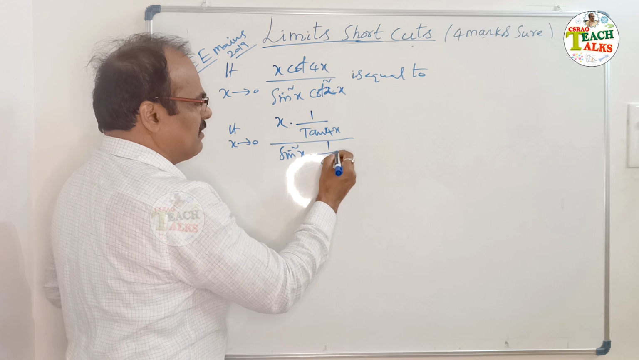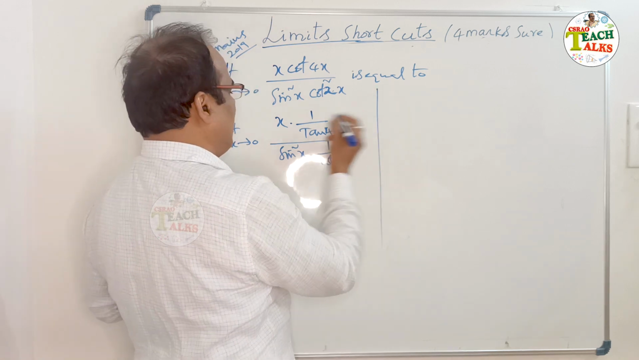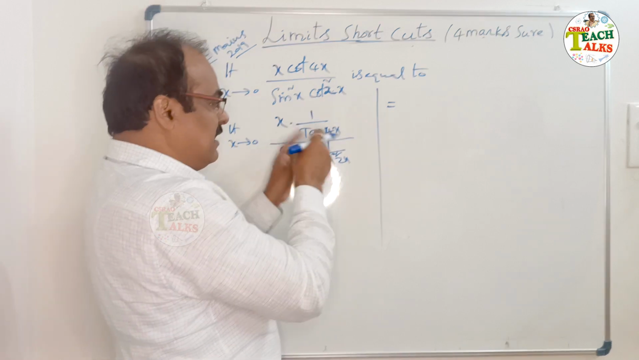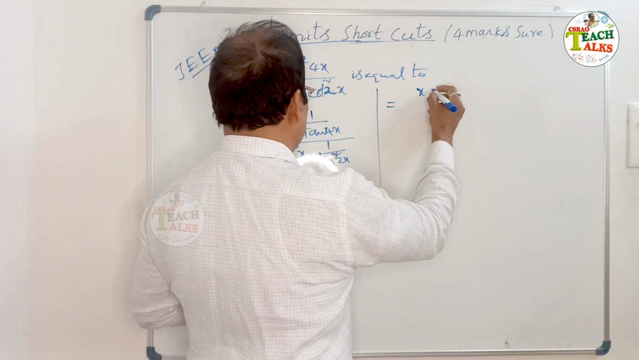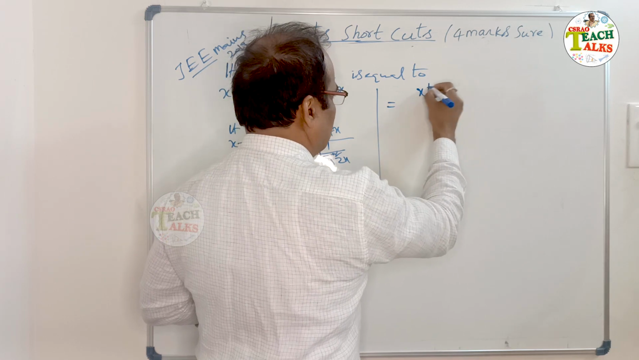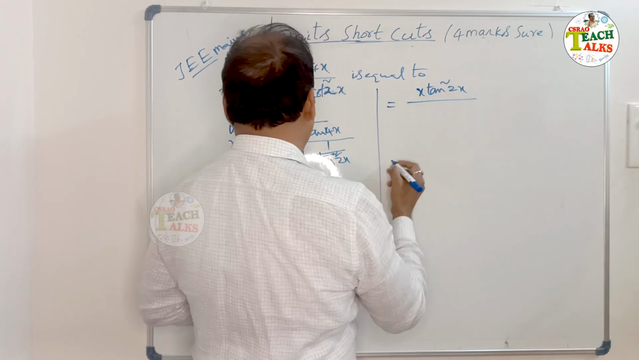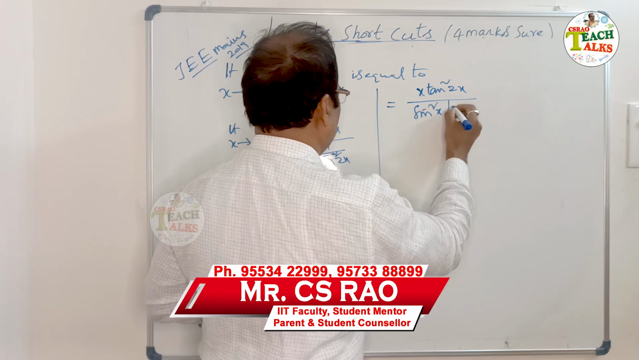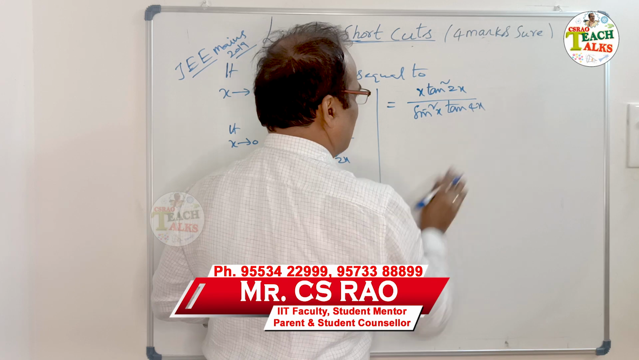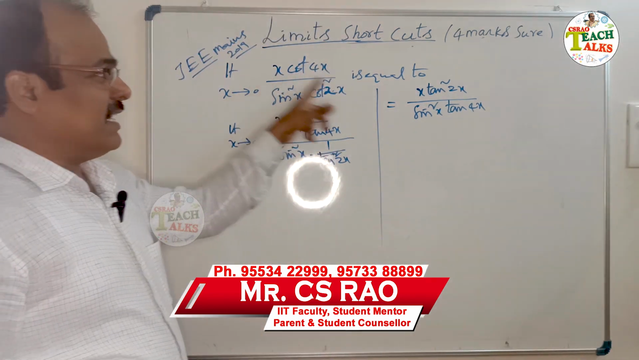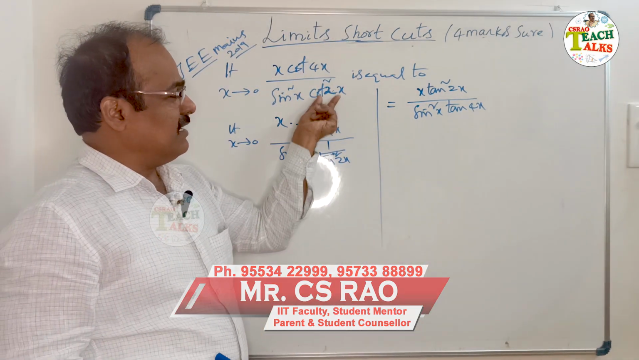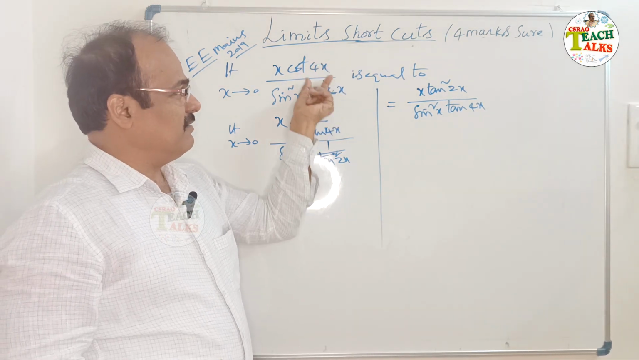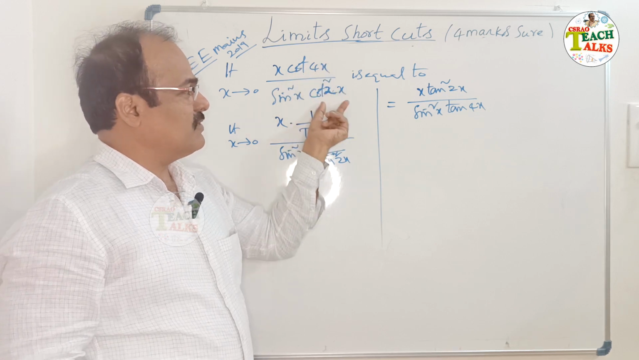it is tan square 2x. This can be written as cot square 2x means tan square 2x. It will interchange: x tan square 2x by sin square x into tan 4x. We can interchange directly: cot is there, it will go into the numerator, cot becomes tan here.